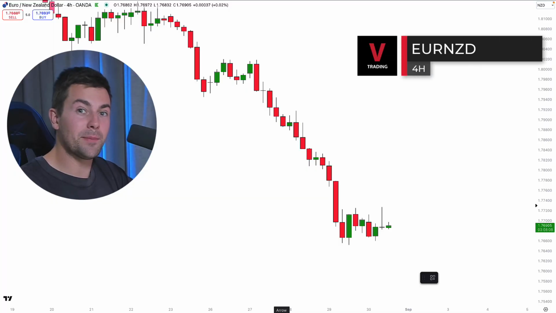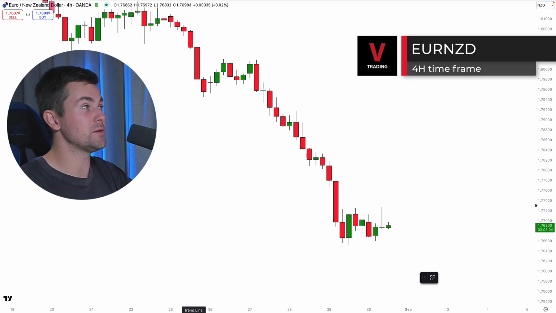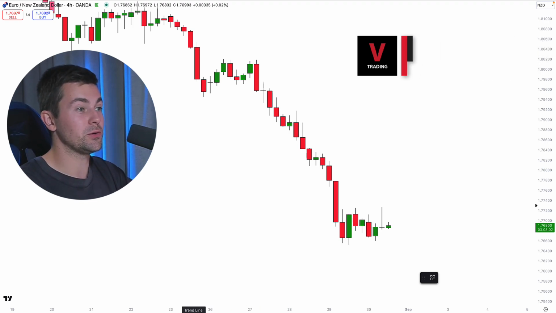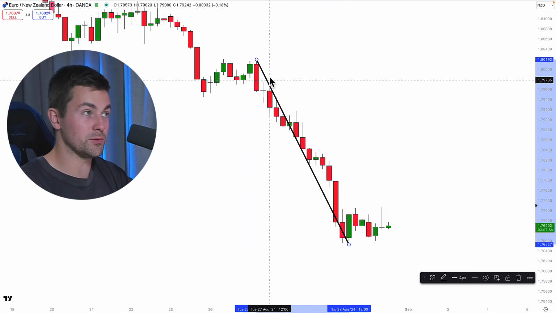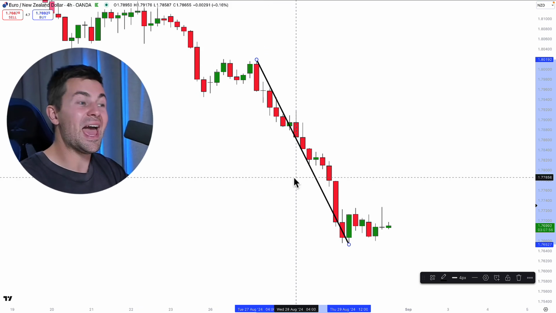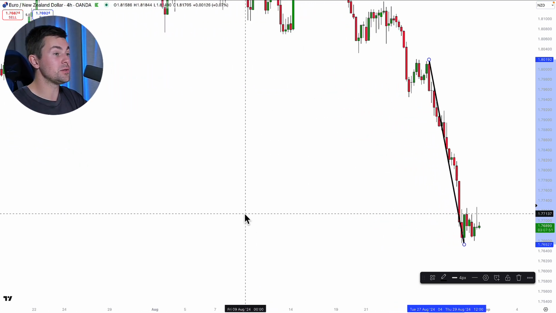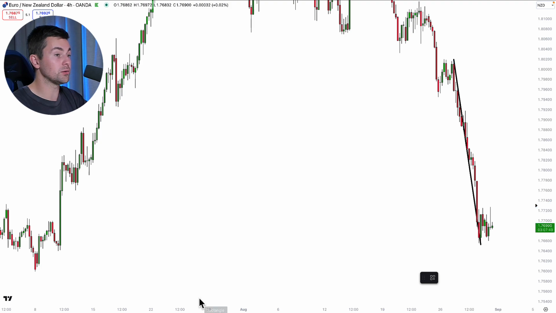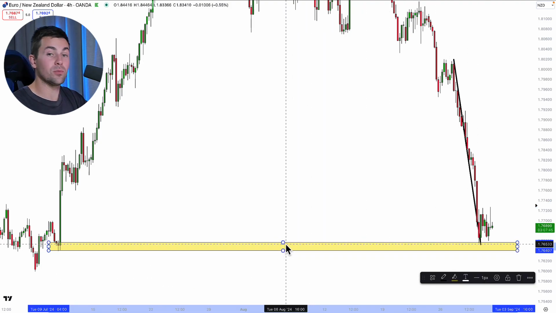A bullish variation of a double top pattern is called double bottom. Double bottom pattern usually forms at the end of a strong bearish movement. You can see that here in Euro New Zealand pair in a 4-hour time frame we got a very strong bearish impulse. You can see that we got a massive sell-off, and then an important event happened. Then the market reached important horizontal structure support. You can see that right here we have a very important historic structure level.